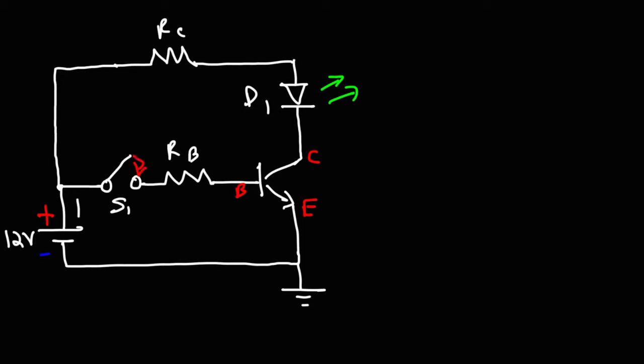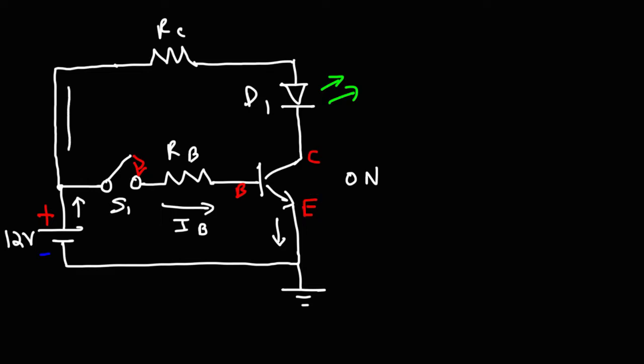At this point, current will flow from the positive terminal of the battery through the base, so that's going to be IB, and then current will flow from the emitter. Now, once we get a small amount of current flowing through the base, that is, when the potential of B is 0.6 or more, the transistor will now be on. So the switch between the collector and the emitter of the transistor is now active.